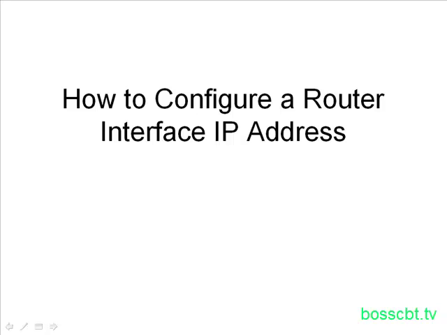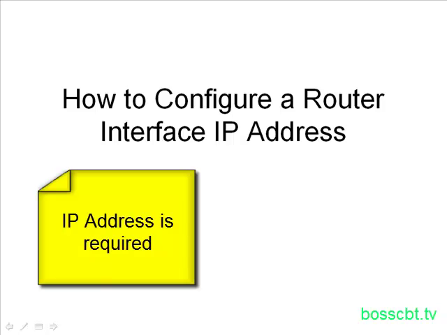We're going to take a look at how we go about configuring an IP address on an interface on a router. Now, why do we want to know how to do this? Quite simply, in order for a router interface to send and receive traffic, it needs an IP address. So this is a requirement. It's a mandatory configuration process in order to make the interface work.